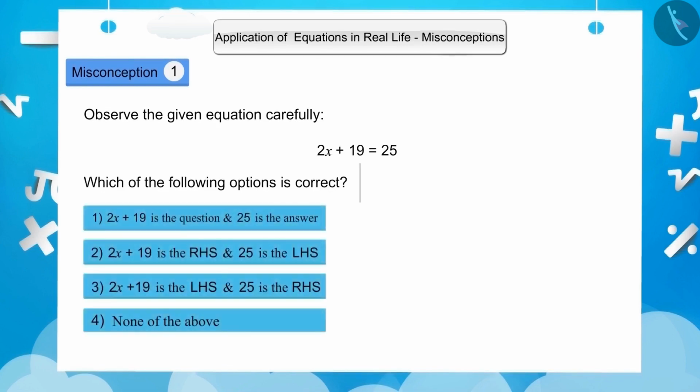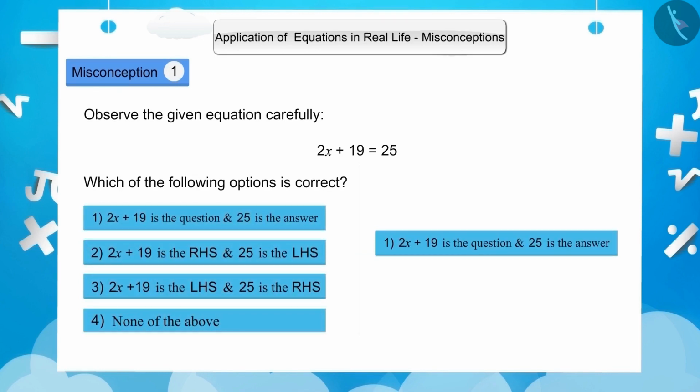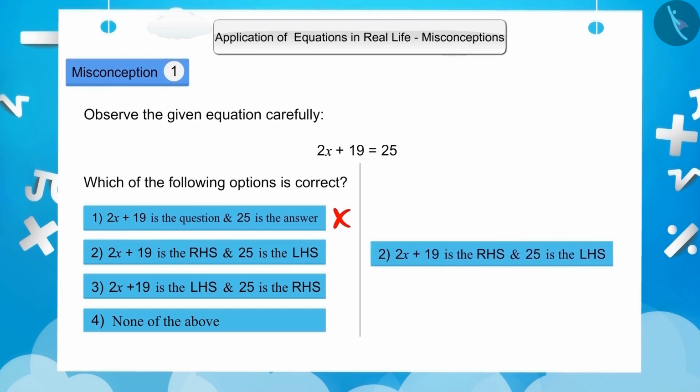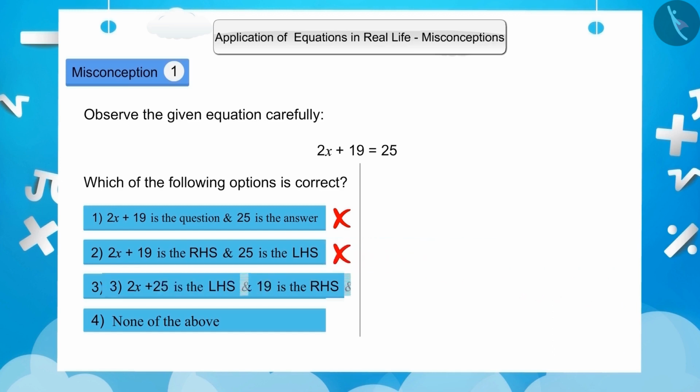We cannot divide an equation as a question and an answer. Therefore, the first option is incorrect. The second option, we already know that the LHS is on the left side of the equality sign and RHS is on the right. But in this option, 2x plus 19 is called the RHS and 25 the LHS. Therefore, the second option is also incorrect.